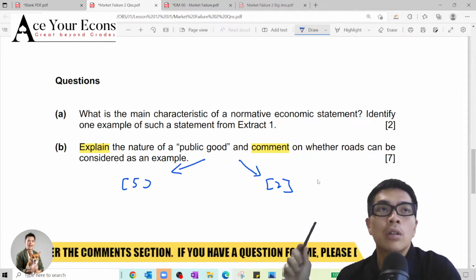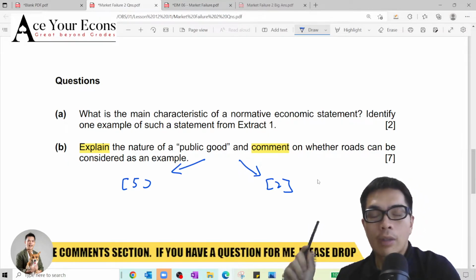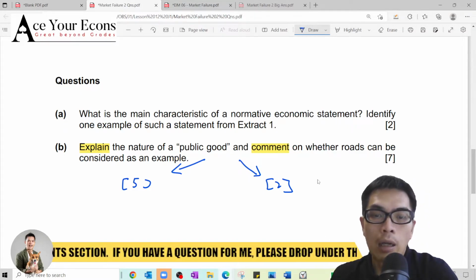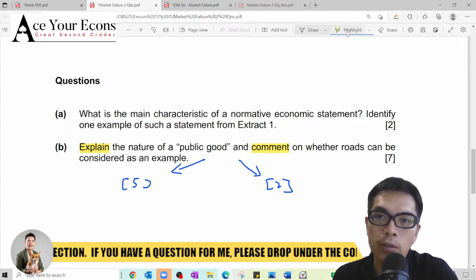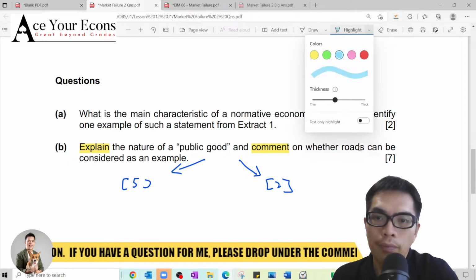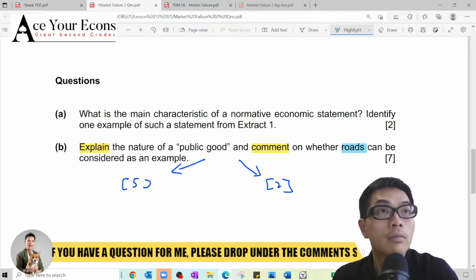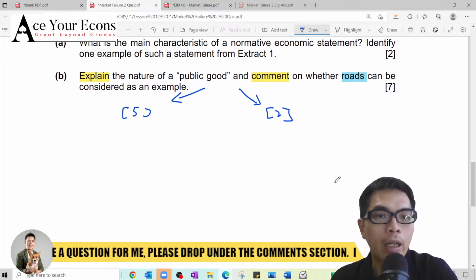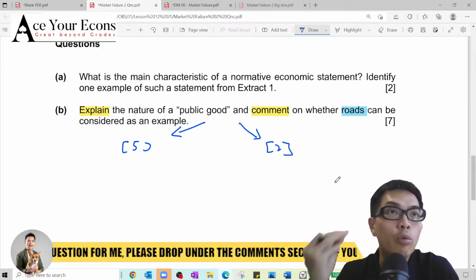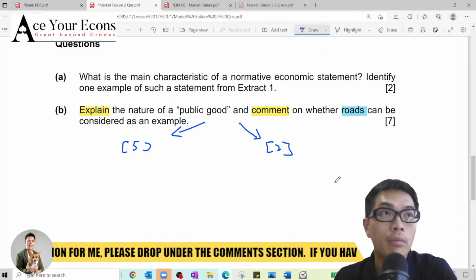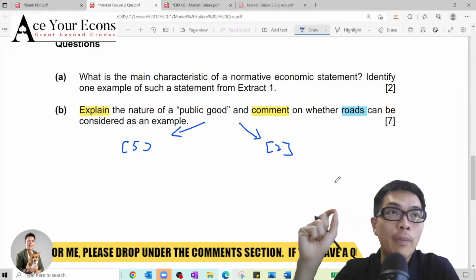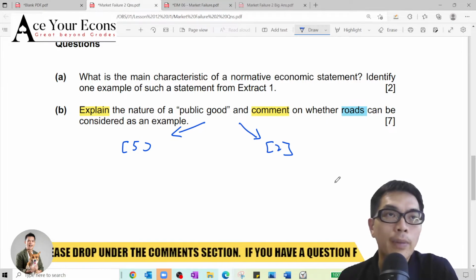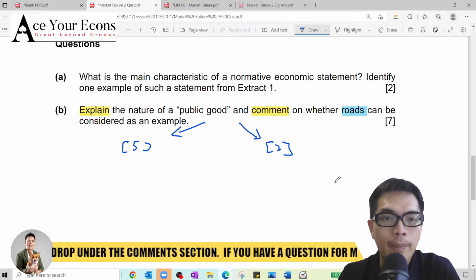Now let's look out for the first word. Explain the nature of a public good, right? And the context that's used here is road. See that? So, how are you going to develop your first 5 marks? You are going to explain how road is a public good. Let me repeat. Explain the nature of a public good from the perspective of a road. You have to explain how road is a public good.